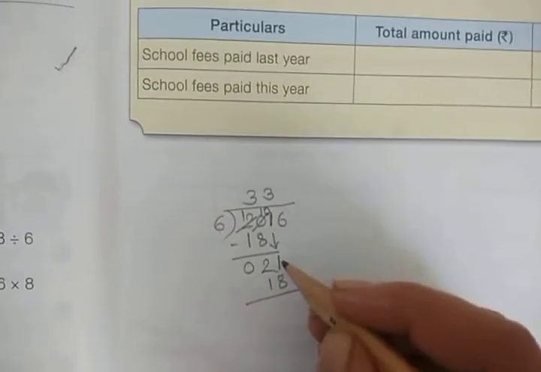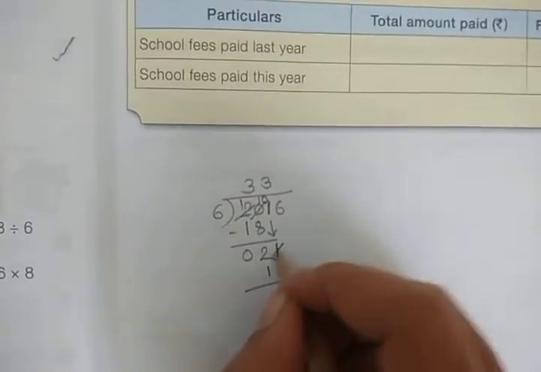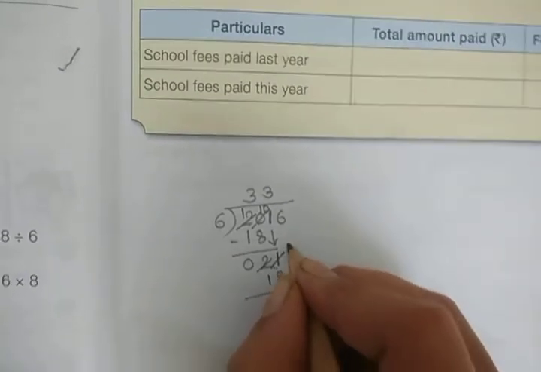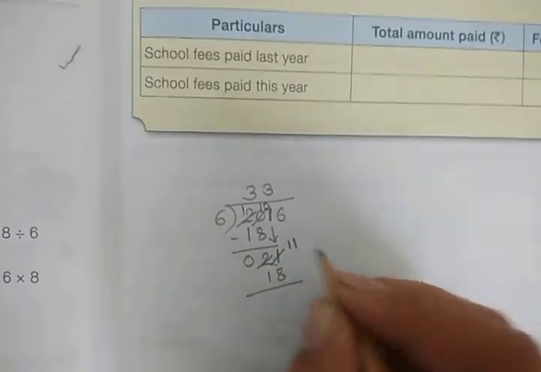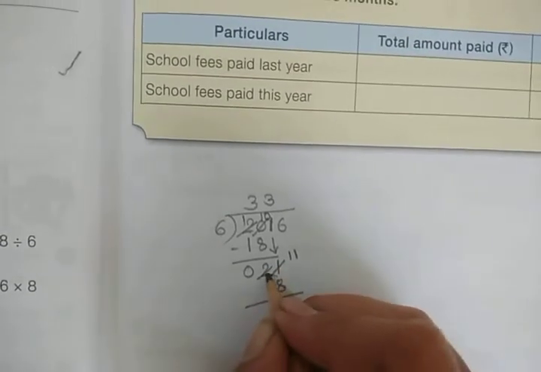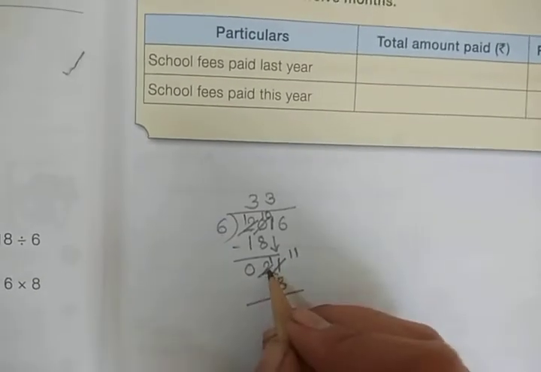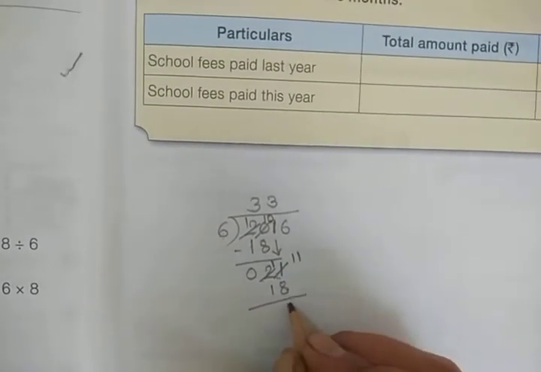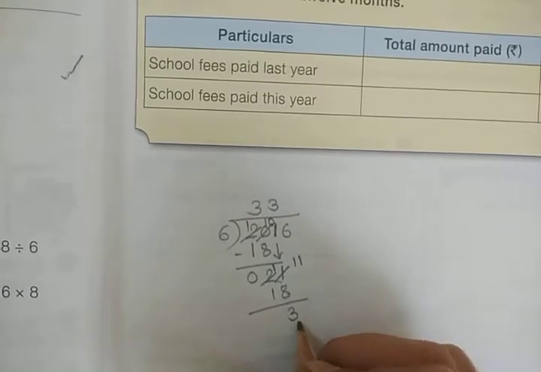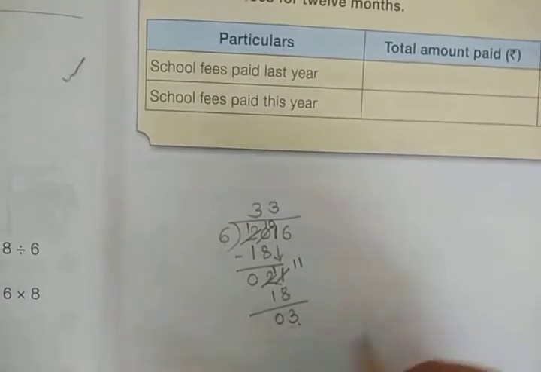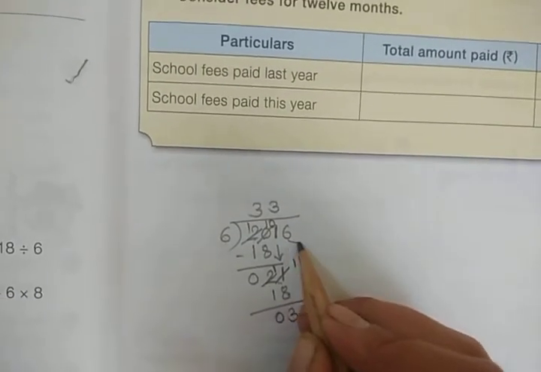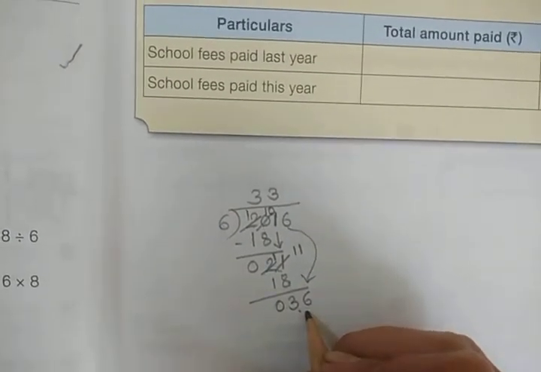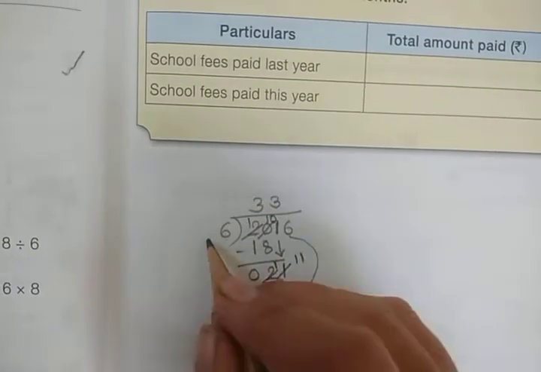Now again 1 minus 8 is not possible. Use the borrow method. Cancel this number and the previous number. Take 1 from this and write it as 11. And 2 minus 1 is 1. 11 minus 8 is 3. 1 minus 1 is 0. Now the last number, 6, remained here. Take the 6 down. Now it's 36. In the 6 table 36 is there.